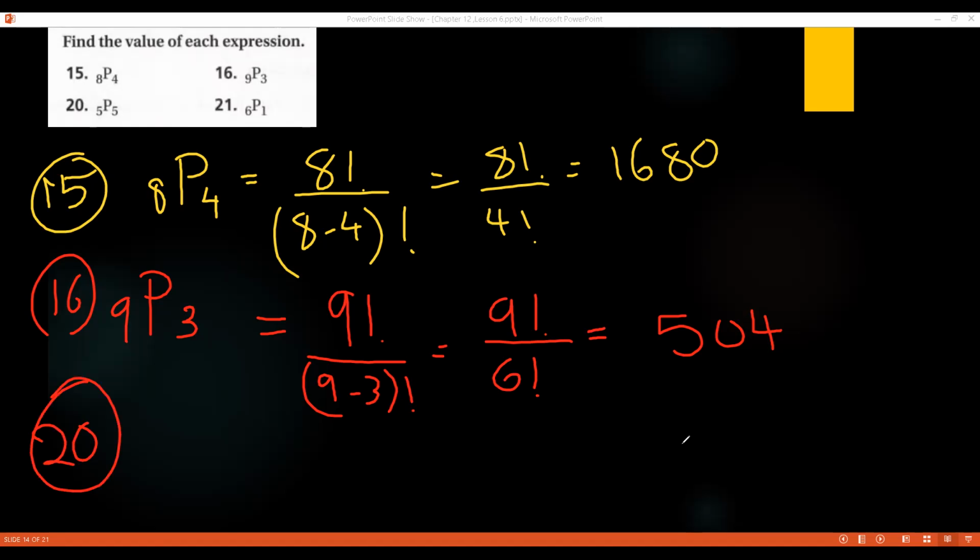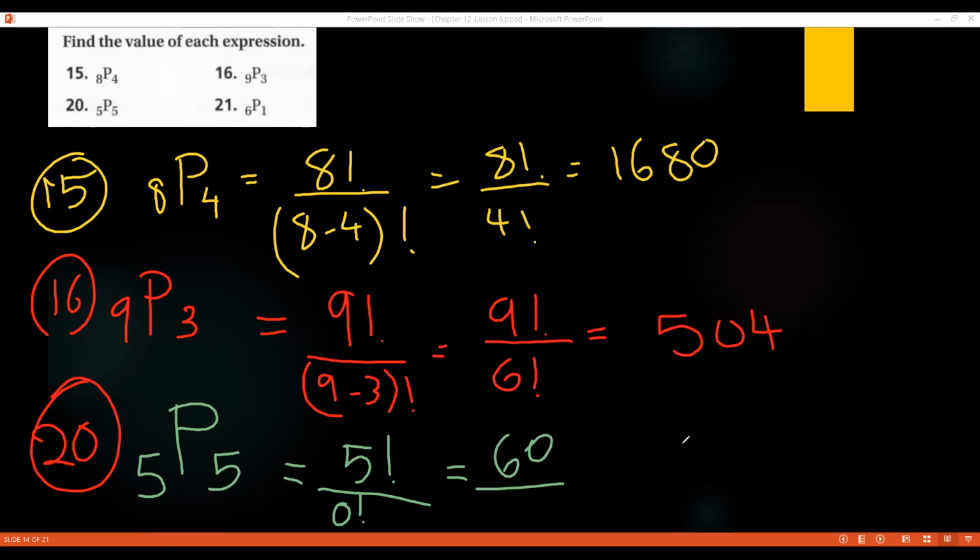Now number 20. You have to find the permutation of 5 from 5. 5 boxes from 5 boxes. So how many ways do you have? 5 factorial over what? 5 minus 5, which is 0. 5 factorial is 120, and 0 factorial is 1. So you have 120 ways. So permutation of 5 from 5 means it is the same as 5 factorial.